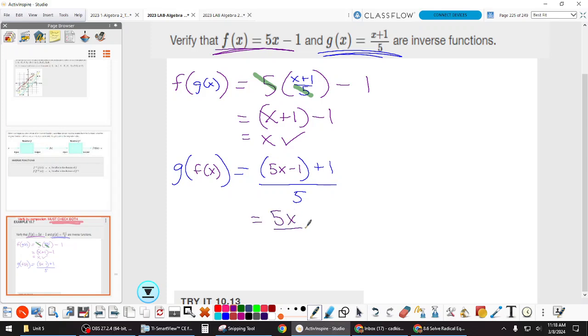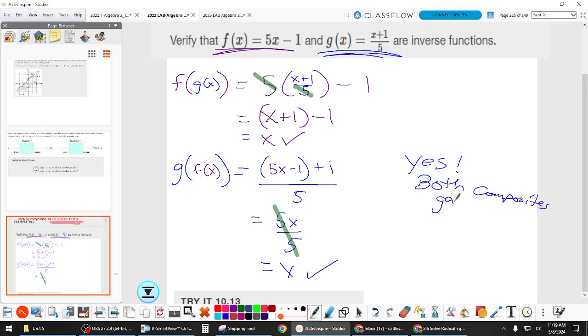And that cancels. Now can we cancel the 5? Yeah. Why is it okay to cancel the 5 now but not in the first step? There's still an x attached to it. It's because of the plus and minus. Now we can cancel the 5s, and we're left with just x. So are they inverses? Yes. Both composites gave x. So, yes, they are.